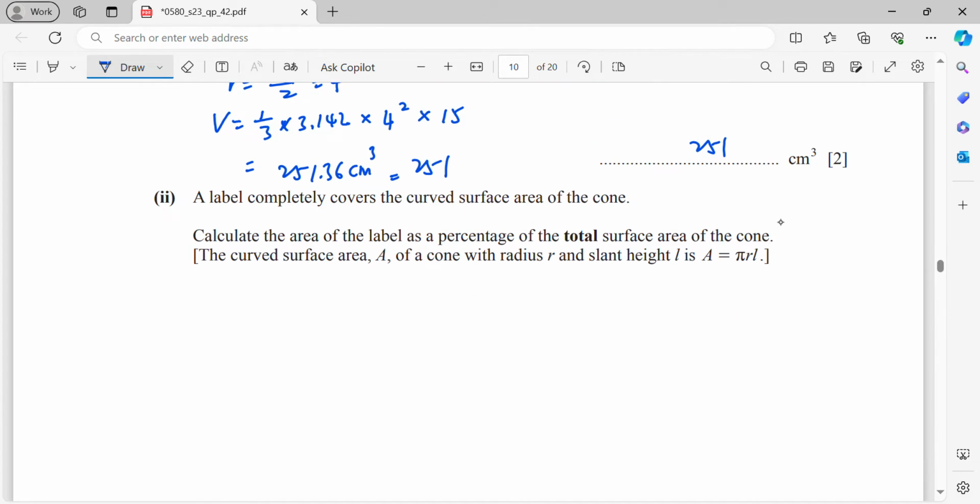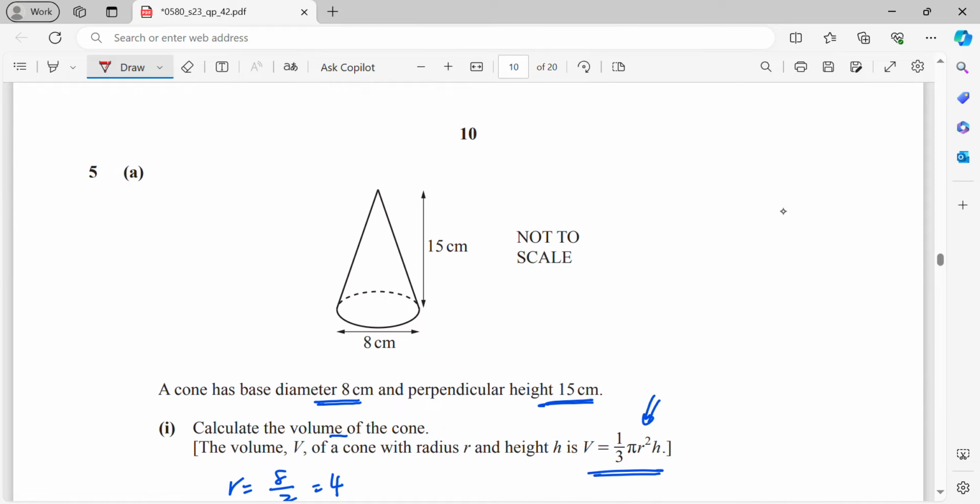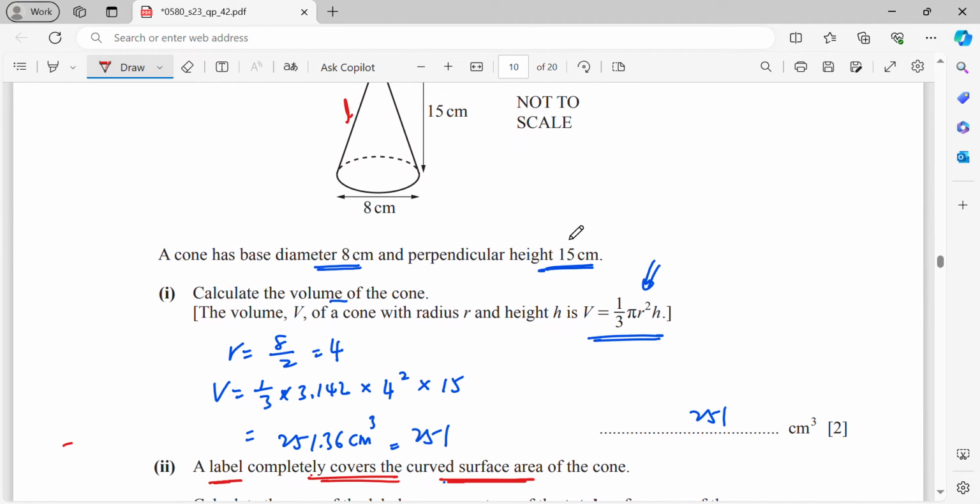Now part 2, a label completely covers the curved surface area of the cone. Calculate the area of the label as the percentage of the total surface area of the cone. Okay, now because it's mentioned here, the label completely covers the curved surface area. So the curved surface area A with a radius r and the slanted height L is this. Okay, pi r L. So that means L is slanted height. So now I need to find out what is my L basically.